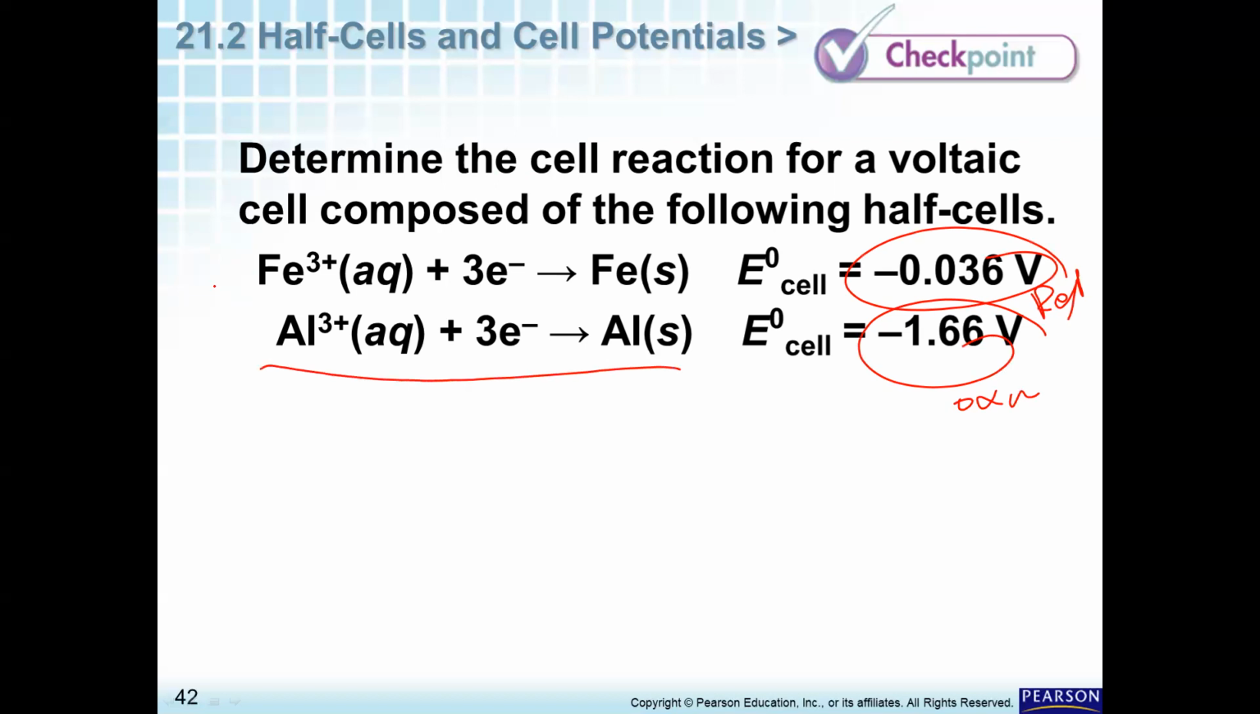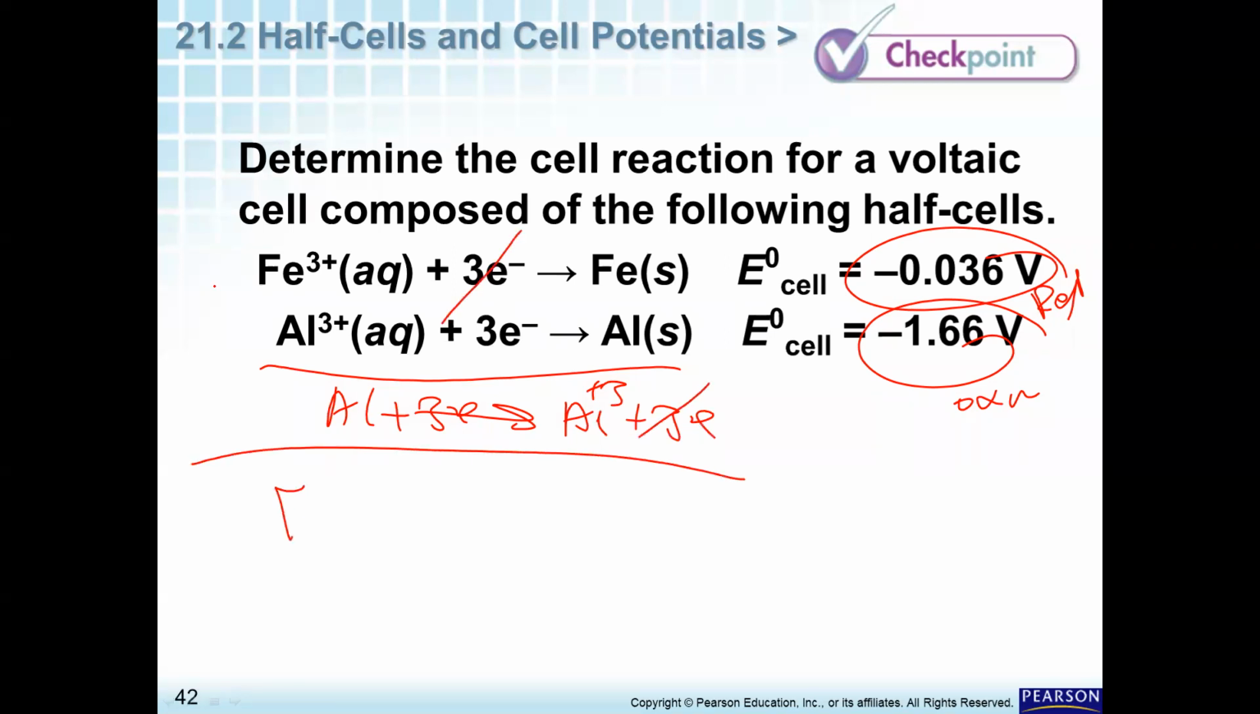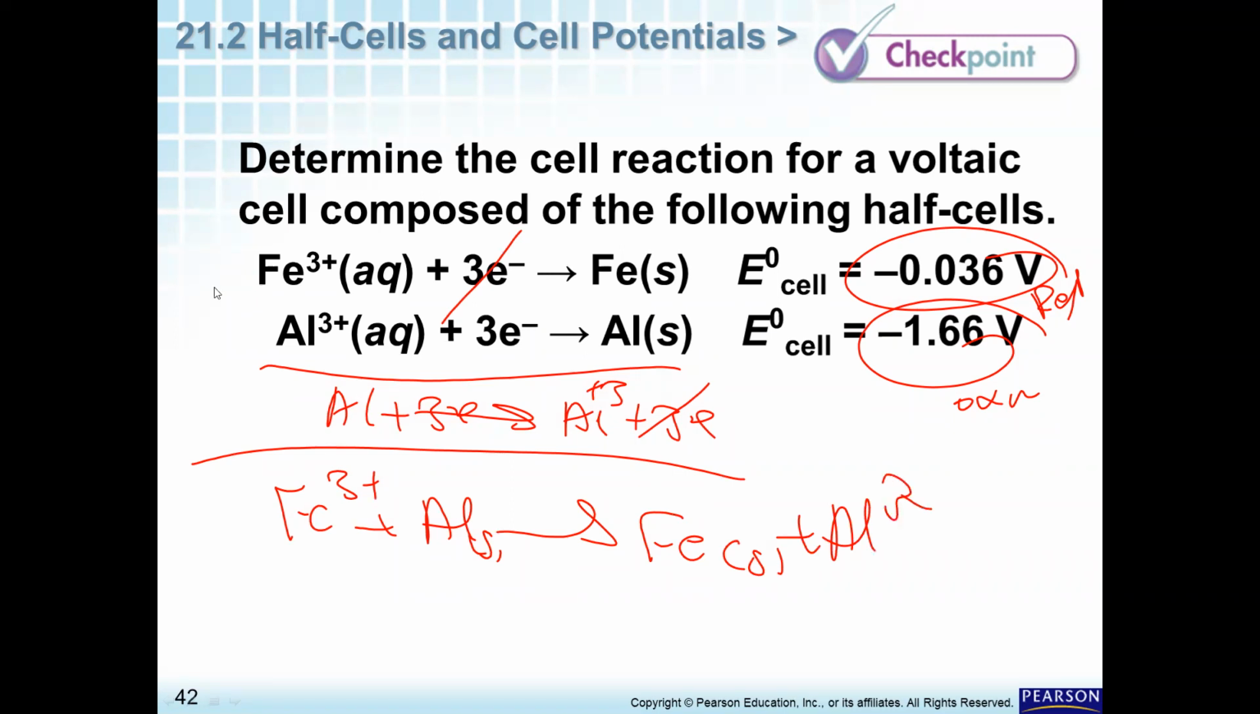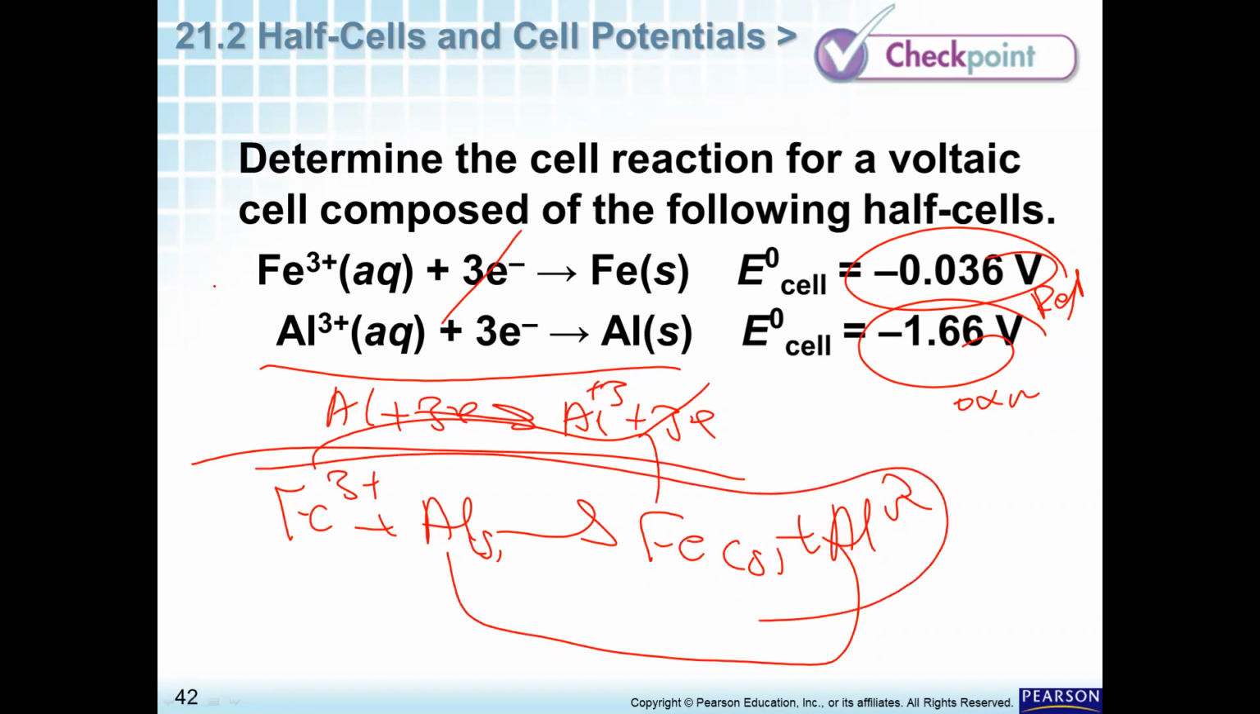This means we have to write it in the oxidation form, which is aluminium to produce aluminium 3 plus plus 3 electrons. Then you add the electrons with the electrons, and it will be iron 3 plus plus aluminium solid to produce iron solid plus aluminium 3 plus. So the aluminium has been oxidized and the iron has been reduced. This is the answer that he's looking for. This is the one which will be in the choices that you need to get.